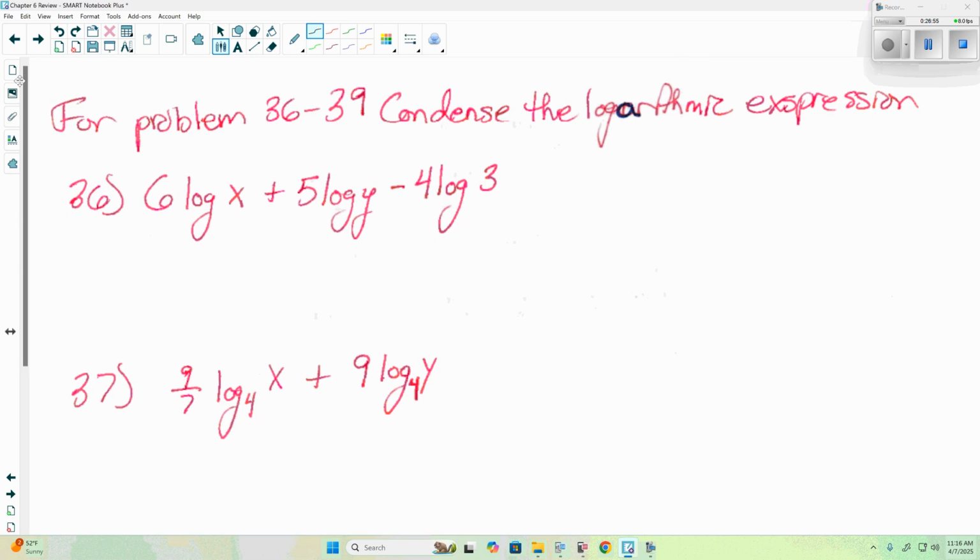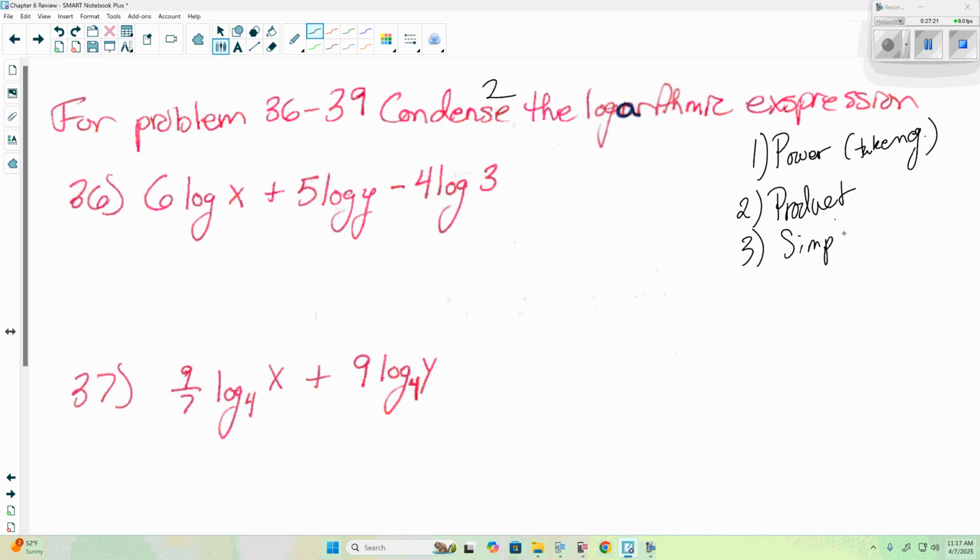The last 2 questions that are on part 1 are condensing. Condensing. The first step we're going to do is powers. Take the negatives with the power. 2, product. And the third step is to simplify. Simplify if possible. And what I mean by simplify if possible, if we have 3 to the 4th or 5 to the 2nd, and it simplifies, simplify it.